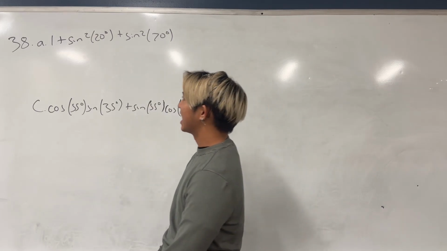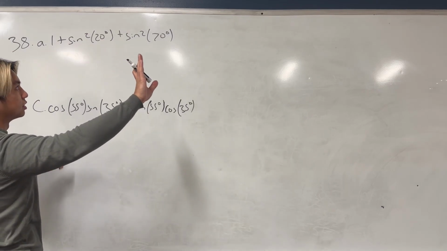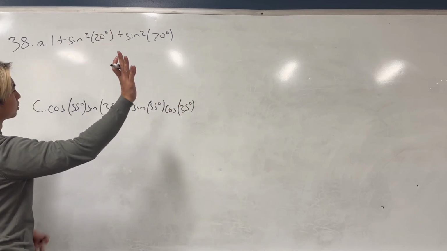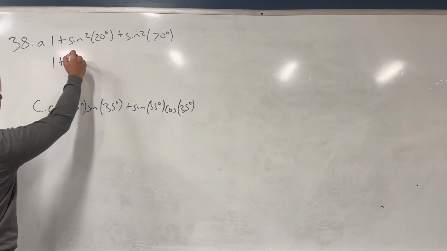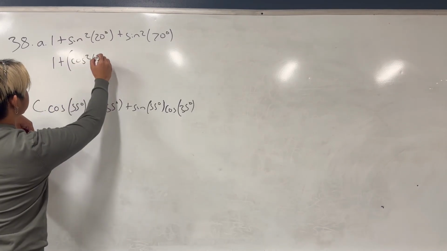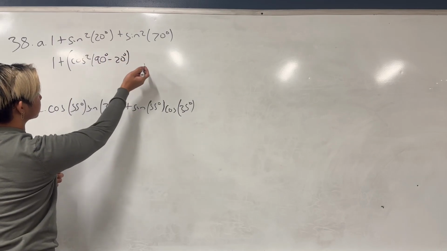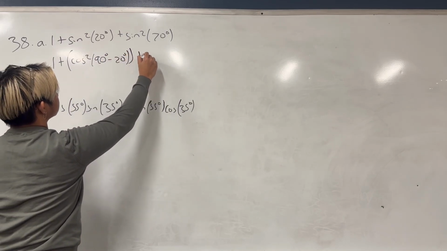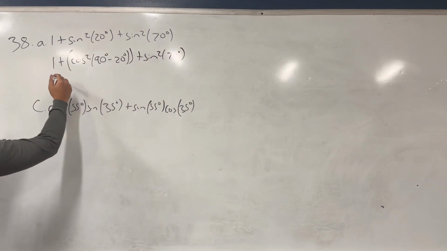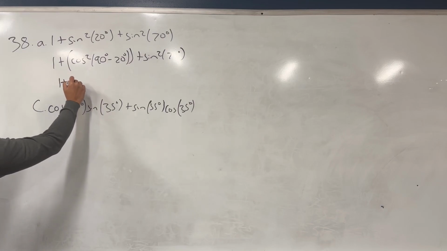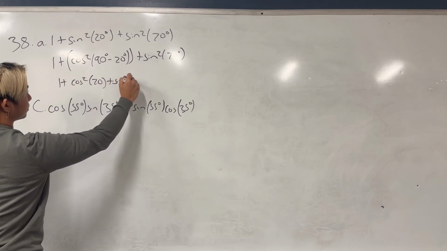So what I'm trying to get out of here, right, is, let's say I were to change this to a coterminal angle, I think it's called, something like that, right? So I'm going to change the sine squared to cosine squared of 90 minus 20 degrees, then plus sine squared of 70 degrees, right? So this would give us 1 plus cosine squared of 70 plus sine squared of 70.